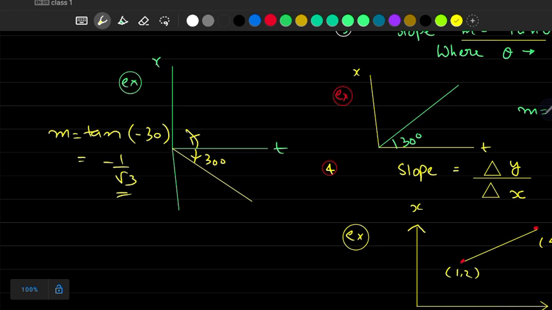I hope there is no confusion. It's clear that if you take anti-clockwise angle, it will be positive. If you take clockwise angle, it will be negative.